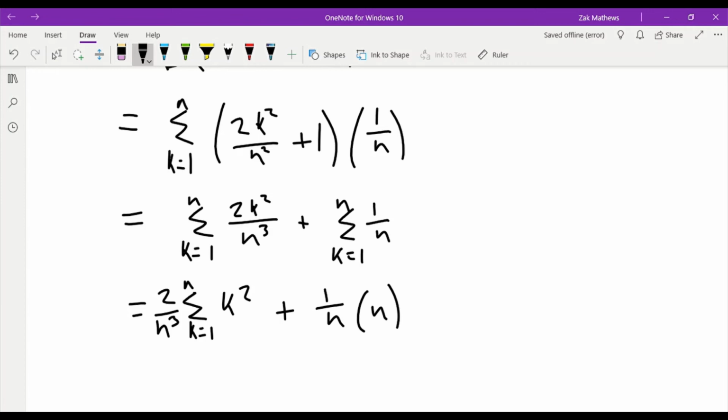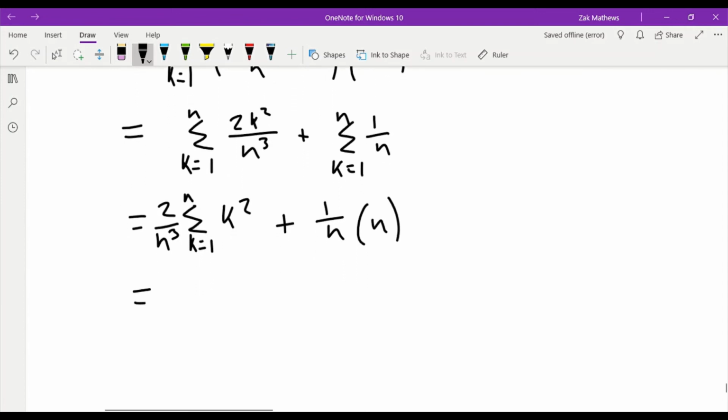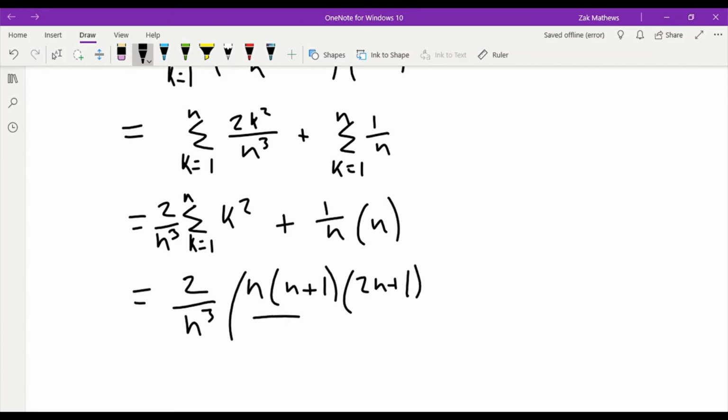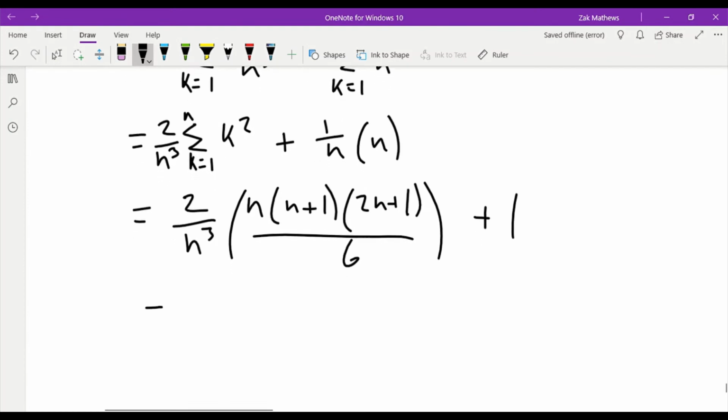And then we also have a formula for the first n squares. And so we'll have 2 over n cubed times the formula for the first n squares of a function, n times n plus 1 times 2n plus 1, all over 6. Then 1 over n times n is just a 1. And so I can do a little bit of cleanup. I know that 2 goes into 6 3 times, and so I can simplify that.